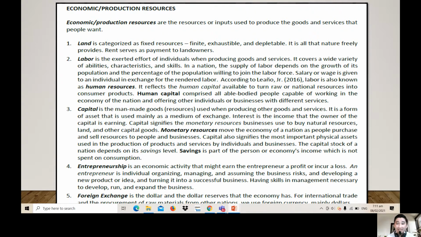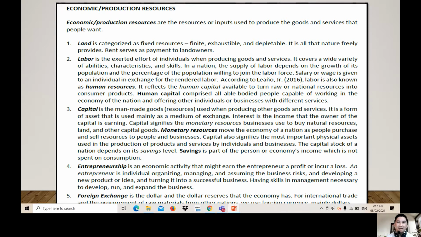So capital also signifies the most important physical assets used in the production of products and services by individuals and businesses. So the capital stock of the nation depends on its savings level. Savings is part of the person or economy's income which is not spent on consumption. Okay, so yan yung tatandaan natin, the capital, monetary resources, and the savings. Okay? So you know naman what is the concept of the savings, di ba? If your income is in excess with your expenditure, then you can save. That's surplus actually, and that is savings.